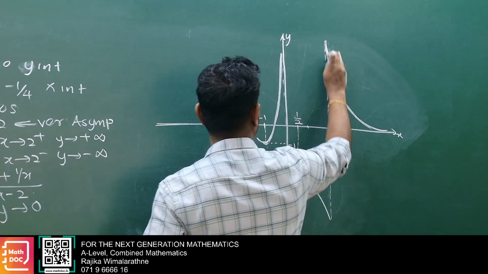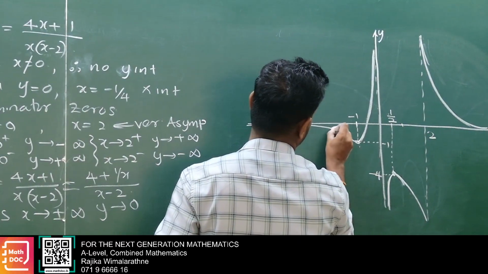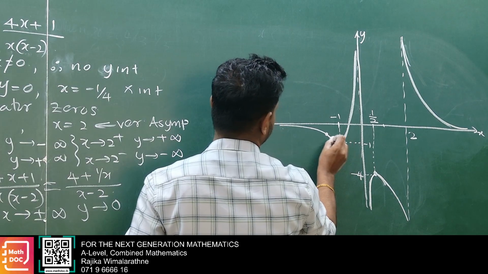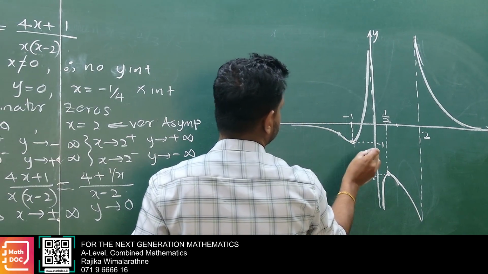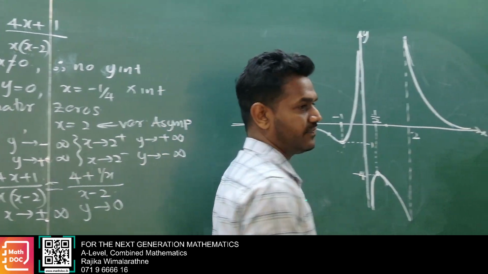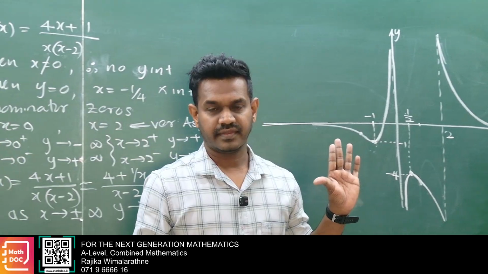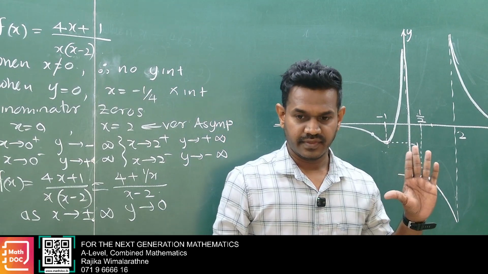Here is the graph now. Here we have touched 0, so the second derivative is 0 at this position. Anyway, this is the graph. That's the graph. Okay. Complete it.